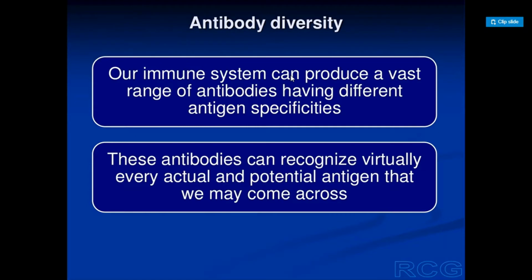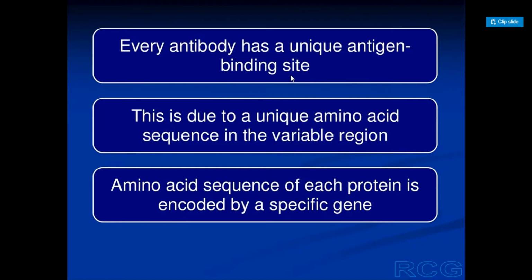Our immune system can produce a vast range of antibodies having different antigen specificities, and these antibodies can recognize virtually every potential antigen that we can come across. Yet millions of antigens enter our body daily, and antibodies are also released inside our body, continuously fighting between them, and the entry of anything increases the antibody diversity inside our body.